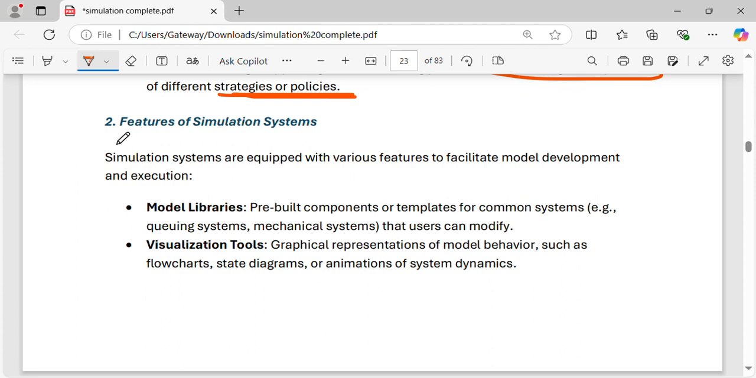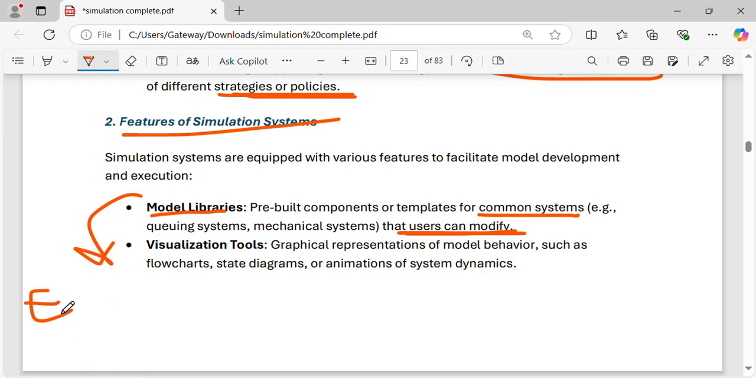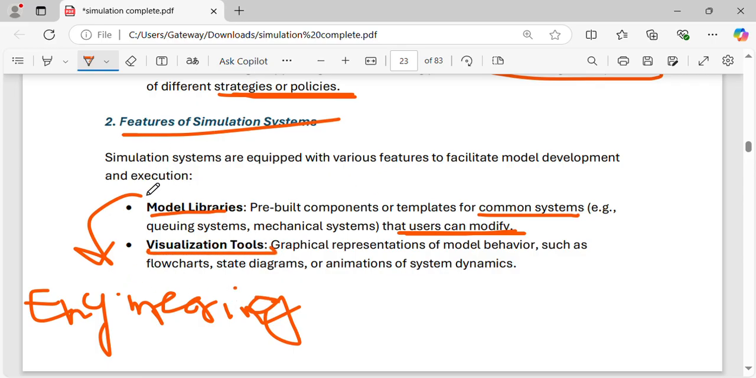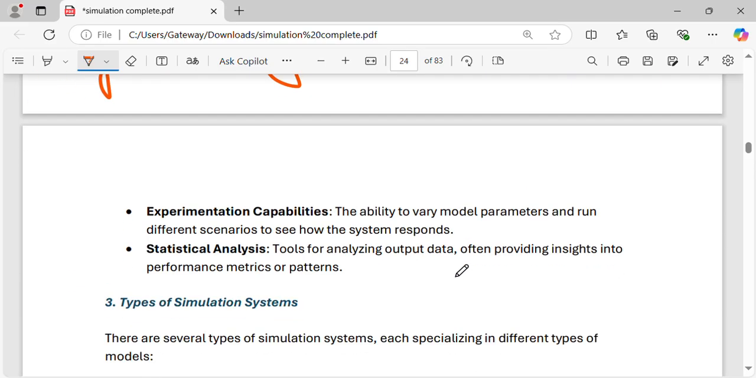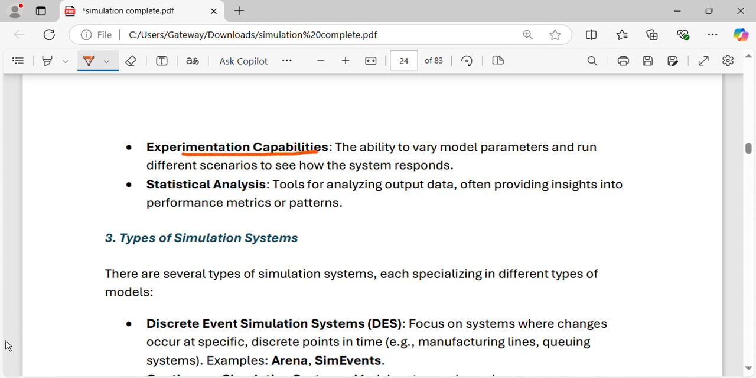Some features of simulation systems: they have model libraries, right? Pre-built components or templates for common systems, like queuing systems or mechanical systems, that users can modify. Engineers work with these software tools to simulate the behavior of the systems. We have visualization tools already installed in the simulation systems, such as flowcharts or animations. We have experimentation capabilities, where you can change the parameters and run different scenarios to see how your system will respond. We have statistical analysis that you can choose for analyzing output data.